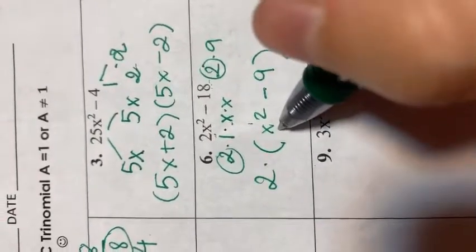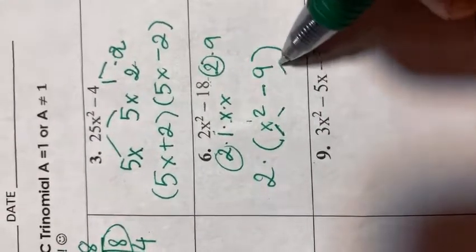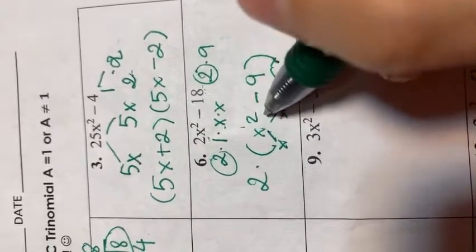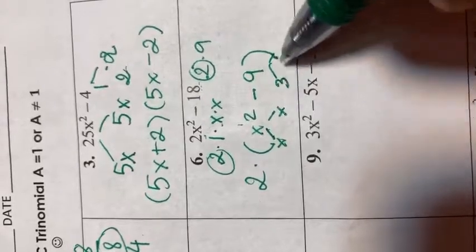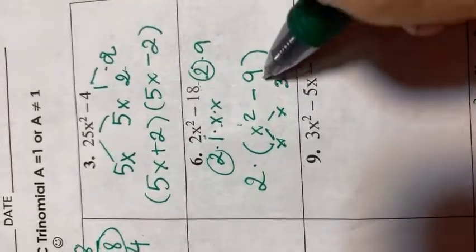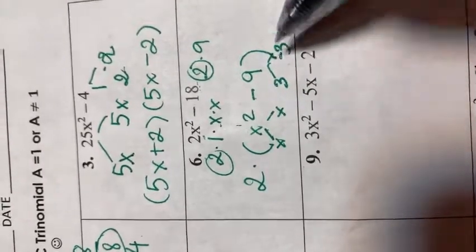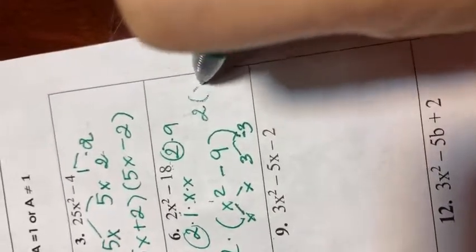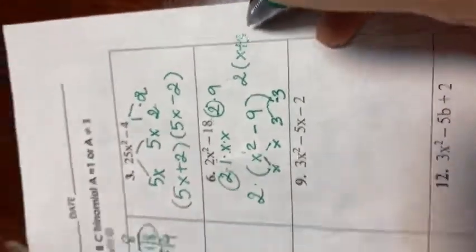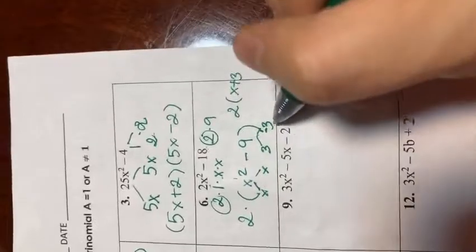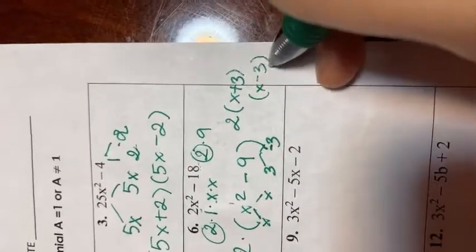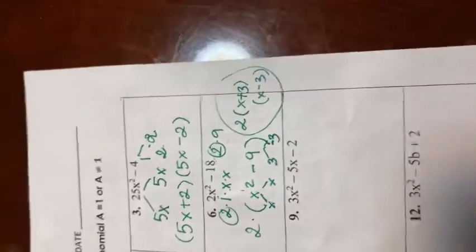Oh, lucky, we have this one again. We can factor it out with the same factors. So x times x gives you x squared. 3 times 3 gives you 9. And this is negative, so one of them is going to be a negative. So your final answer, you're going to write the 2, and then x plus 3, and then the other one is x minus 3. Alright. Good. So that's your final answer.